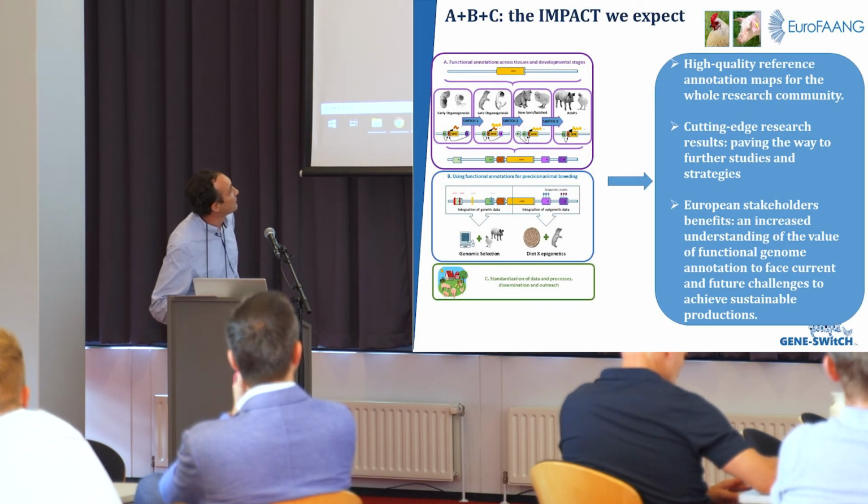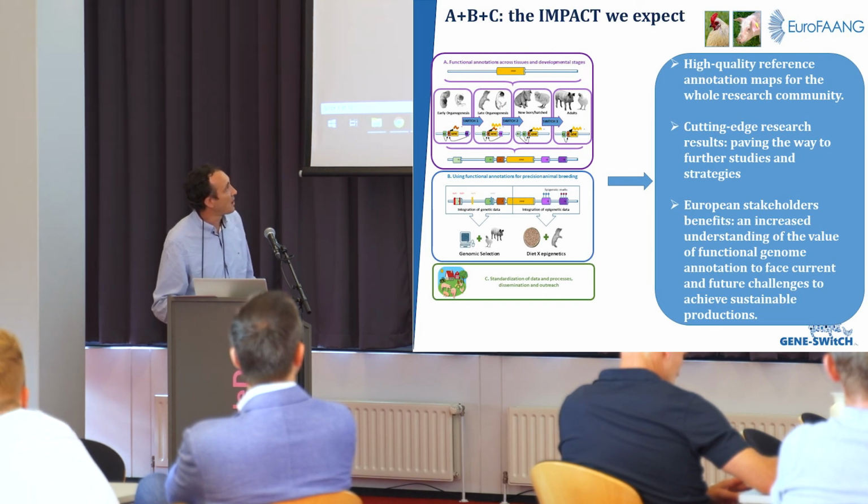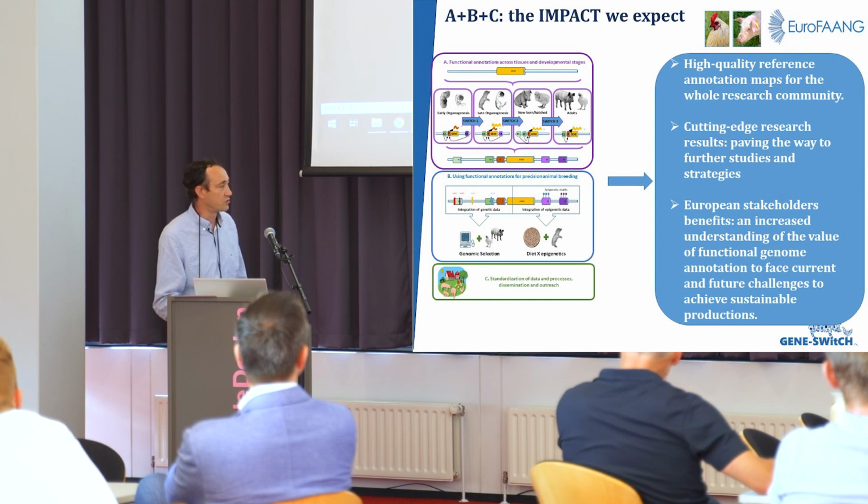So what we want to do finally by combining all these aspects of the project is providing basic knowledge on the functionality of the genomes in chicken and pigs, and providing reference annotation maps, to pave the way for further studies and strategies for animal selection, but also to show that this project is of interest also for stakeholders, by an increased understanding of the value of functional genomes to face current and future challenges to sustainable production.